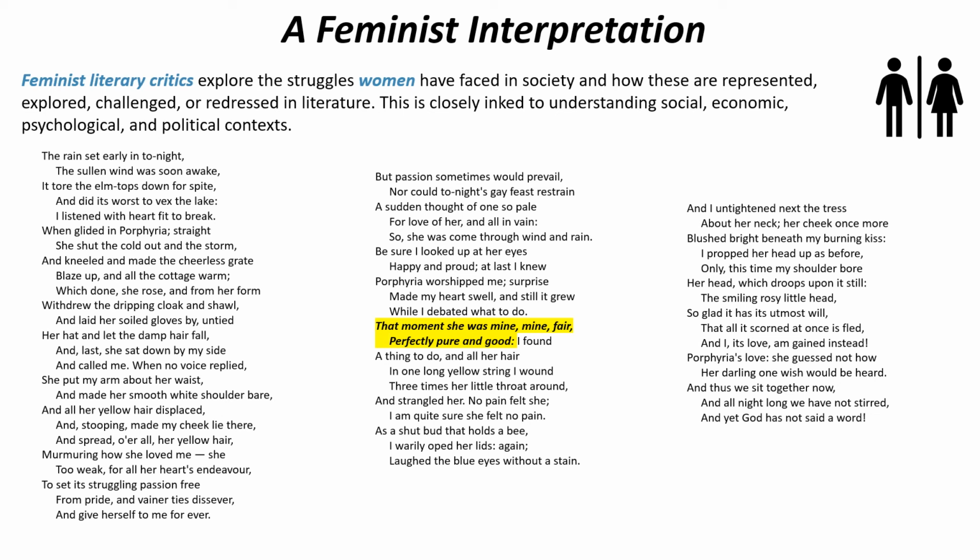And then it's this point here that's really interesting for a feminist. So that moment, she was mine, fair. The speaker, the male speaker, decides that he completely possesses, controls, owns his female lover, and that she is pure. So she's this kind of ideal of perfection. And the reason why he murders her is to exert that power over her and to completely own her, which is essentially what the patriarchy does, because in the patriarchal system, men want to control, dominate, own women.